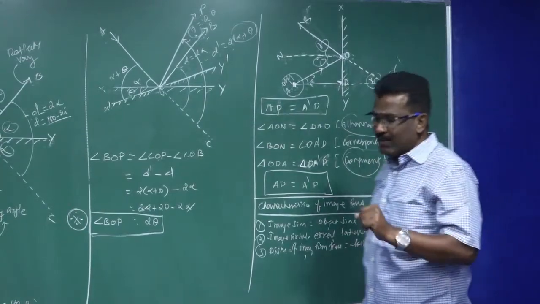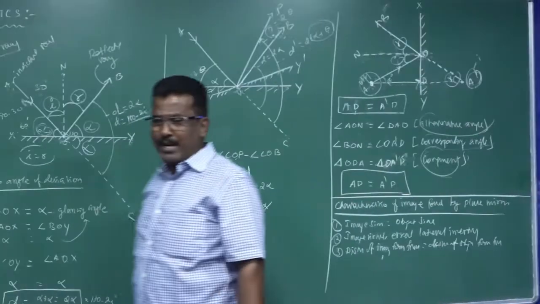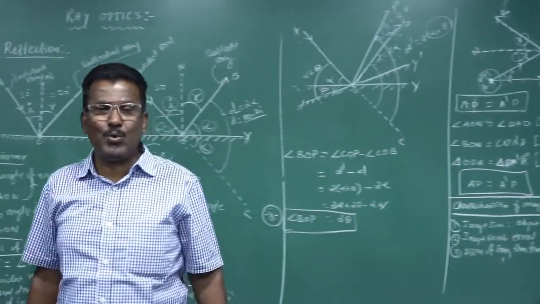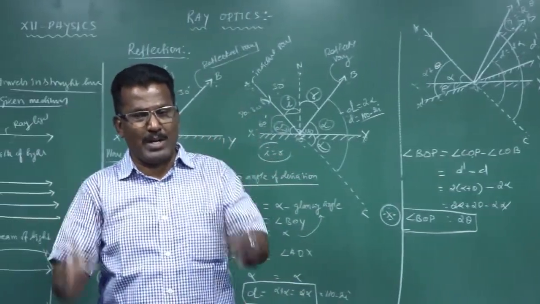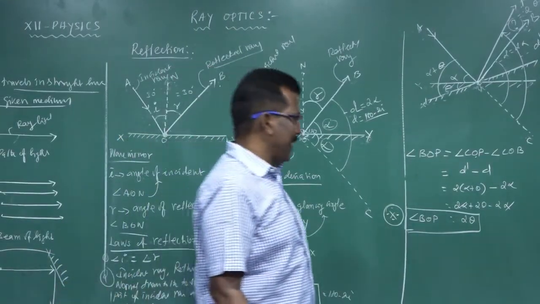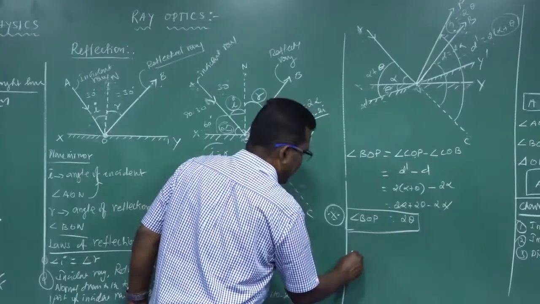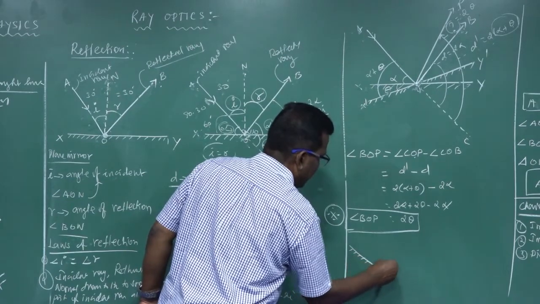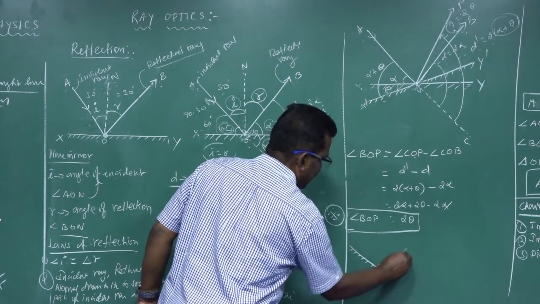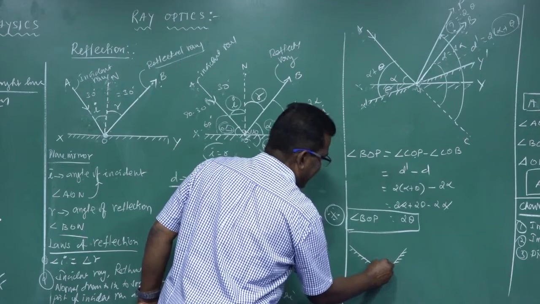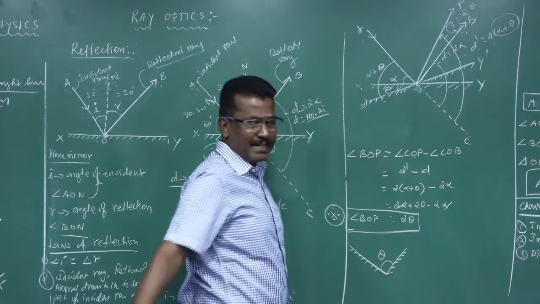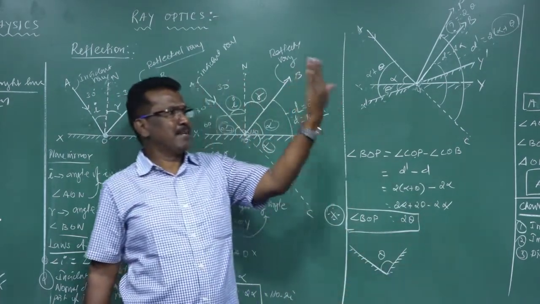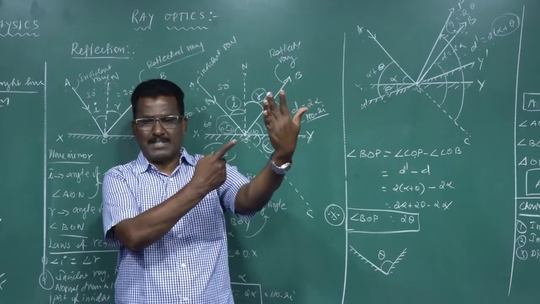And the final one is very, very important. How many images can be formed when two mirrors are placed at an angle with respect to one another? For example, one plane mirror and another plane mirror, making a certain angle. If only one mirror is placed in front of us, only one image can be seen.